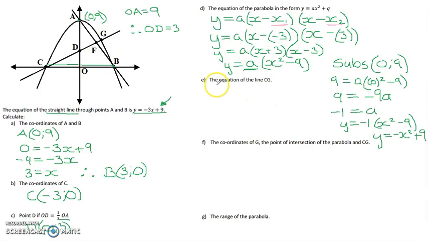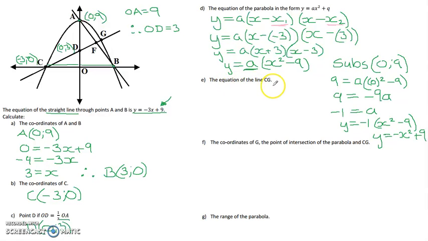Fantastic. The next question says the equation of the line CG. So let's look at the line CG. It's this one going up here. There's point C, and we know what point C is. It's -3 and 0, but we don't know what point G is. We also don't know what point F is. Do we know what point D is? Thankfully we do. It's 0 and 3.